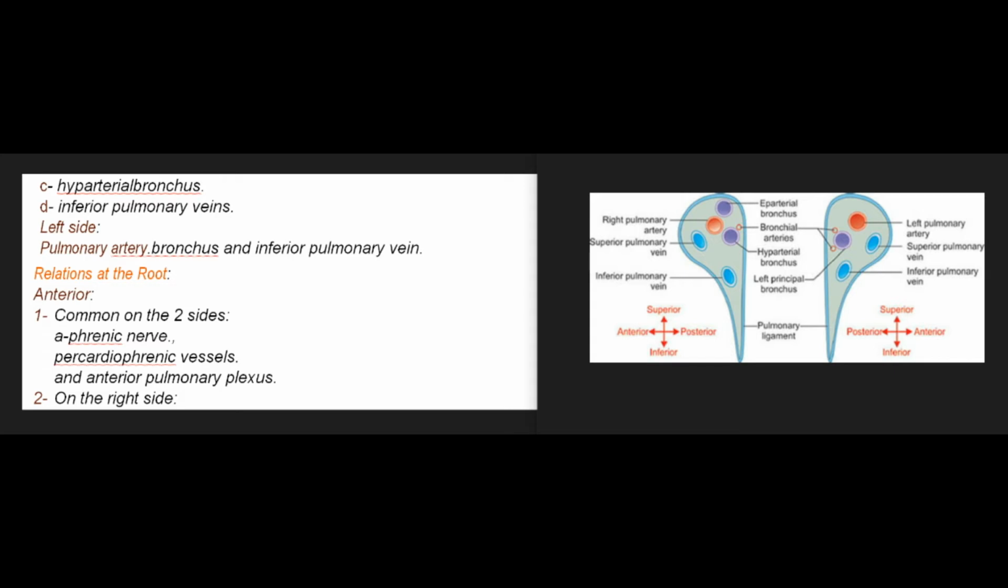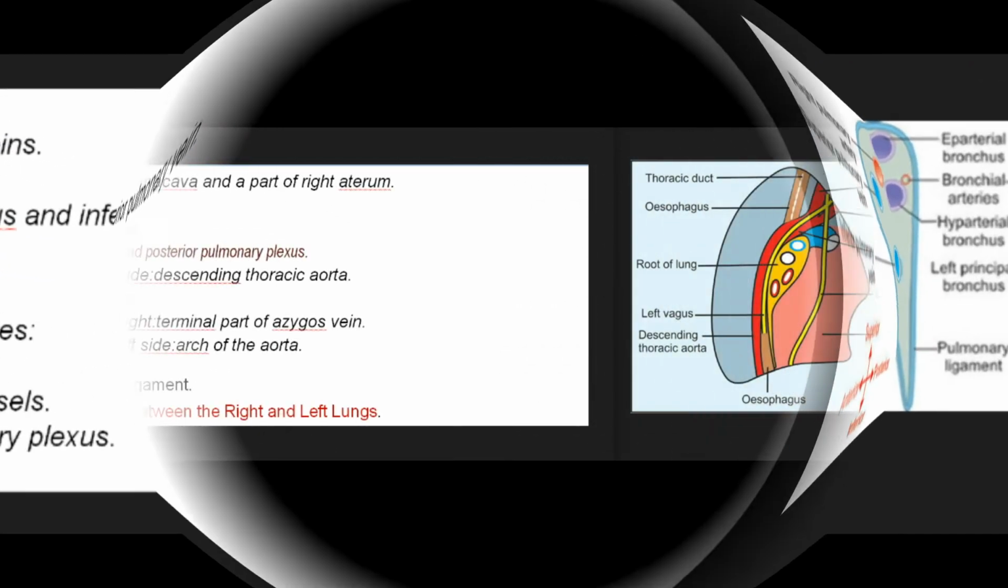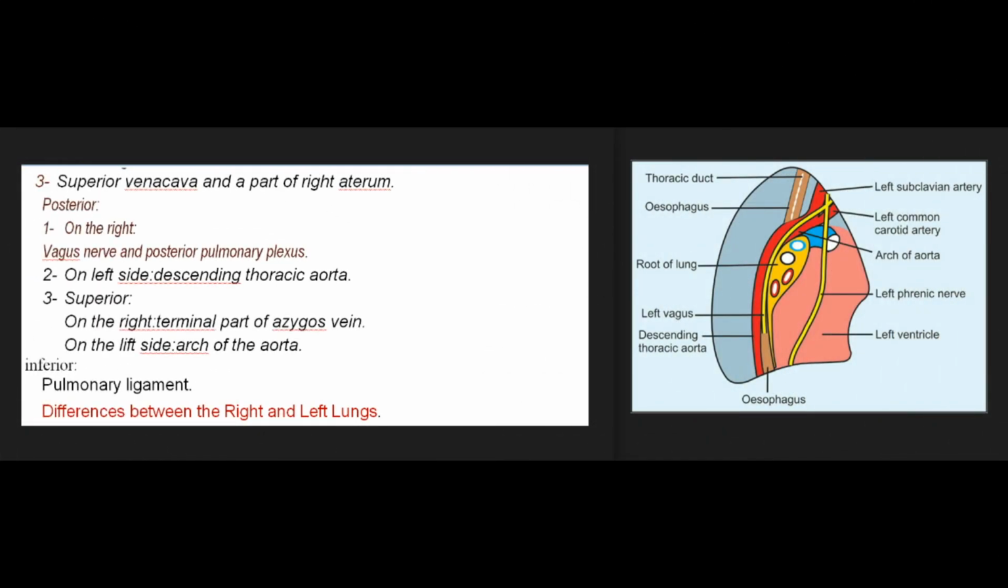Relations at the root. Anterior. 1. Common on the two sides: phrenic nerve, pericardiacophrenic vessels, anterior pulmonary plexus. 2. On the right side: superior vena cava, Fig 16.2, and a part of the right atrium.